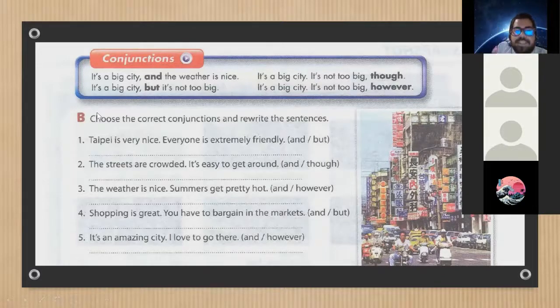For example, the first one says, Taipei is very nice. Teacher, what is Taipei? Taipei is a city, guys. Okay, it's a city. So Taipei is very nice. There is a period, pero tenemos que convertirla con el and o el but. Recuerden que nos ayudan a unir ideas. And in here, everyone is extremely friendly. ¿Será que estamos contrastando o agregando una idea? Eso es lo que quiero que analicen, guys.